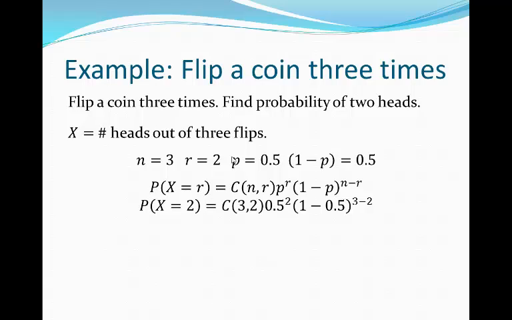The probability that the number of heads will be 2 equals the number of combinations of 2 things taken out of 3 times the probability of success squared times the probability of failure to the 1st power. We plug the numbers into our formula, and when we run those through our calculator we find the answer is 0.375.